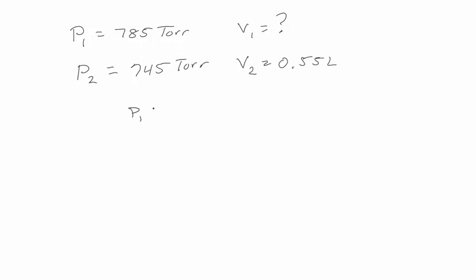Now I still plug in my numbers where they go. Remember, we're using P1 V1 equals P2 V2. We're still using Boyle's Law here. So we have 785. I'm going to leave that as torr. V1 is what I'm looking for. P2 is 745 torr, and V2 is 0.55 liters. Now, when your pressure units are the same, you can leave them as they are.